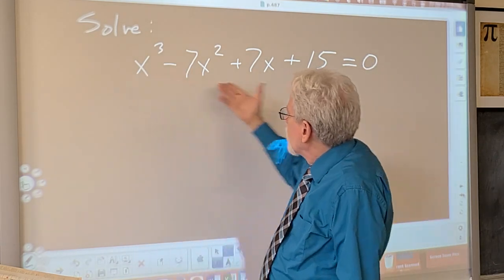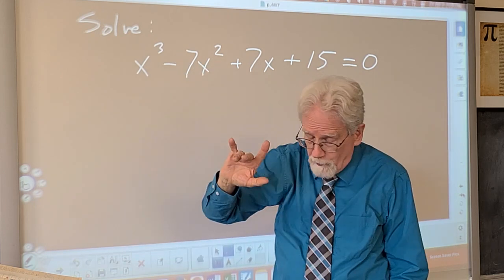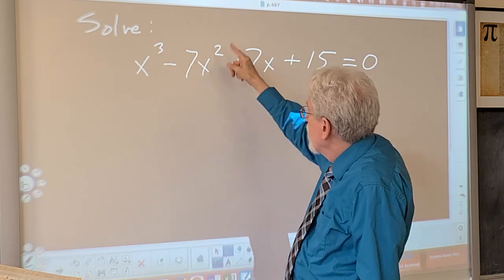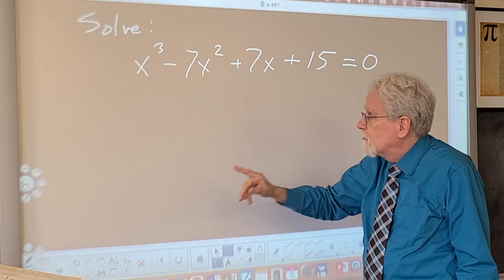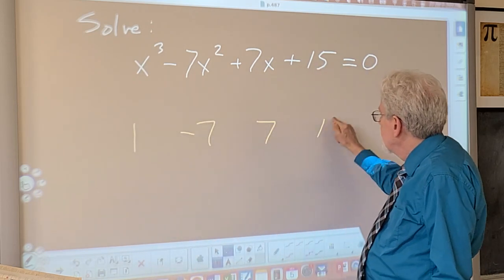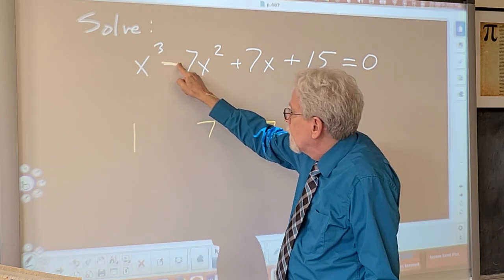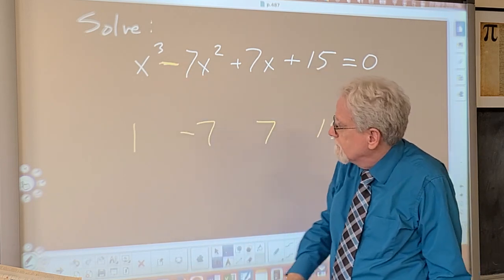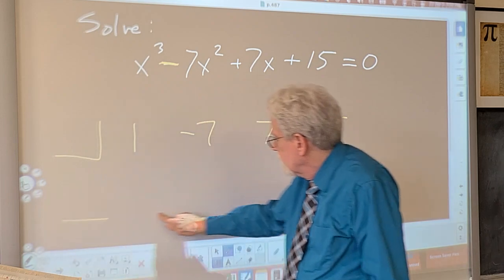So, I start with my coefficients. Make sure there are no missing terms, by the way. I've got an x cubed, x squared, x to the first, x to the 0. Nope, no missing terms. 1, -7, 7, and 15. Watch out for the negatives. Don't think they're unimportant. There's the box.